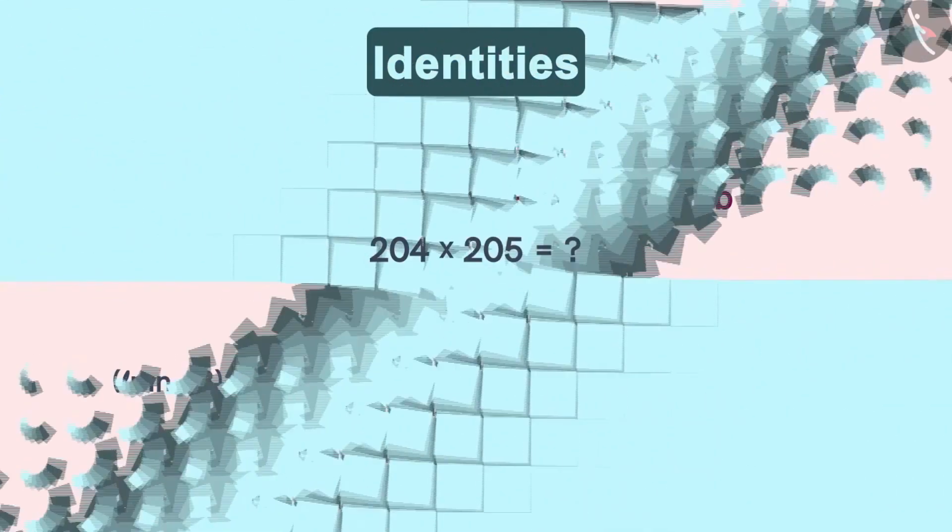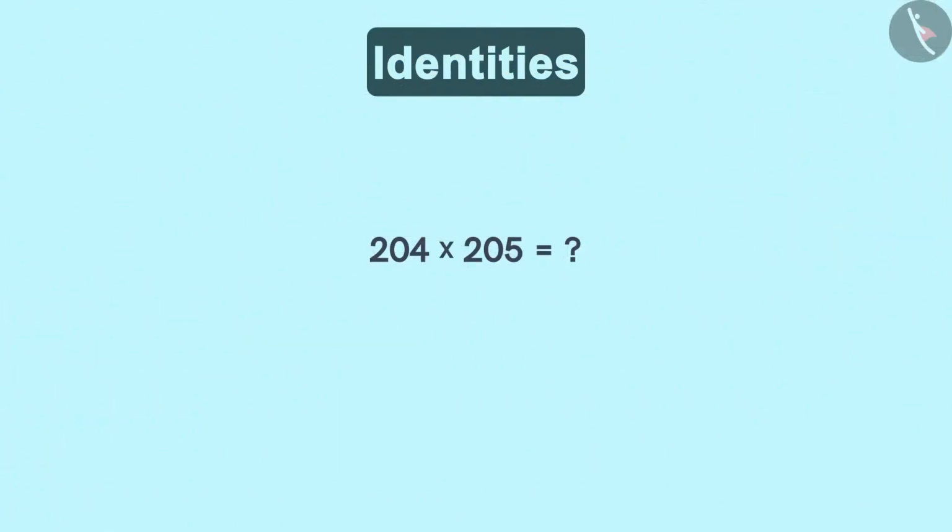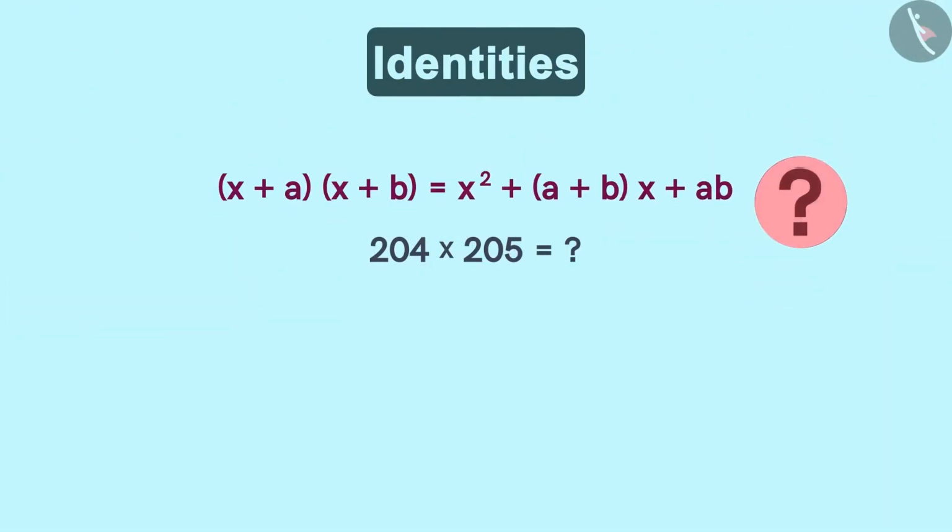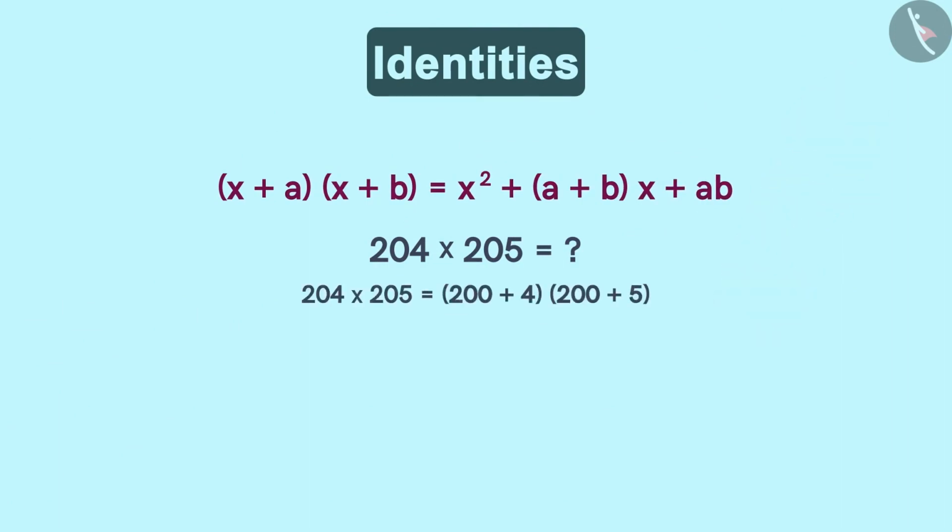Can you find the answer to this last example? In this example, how can we use this identity? In order to do this, we have to split these two numbers like this. You can notice that even after splitting both the numbers, the product remains equal.